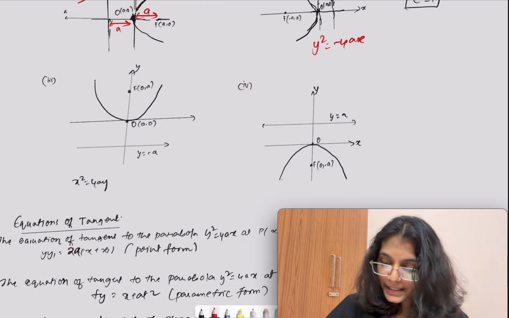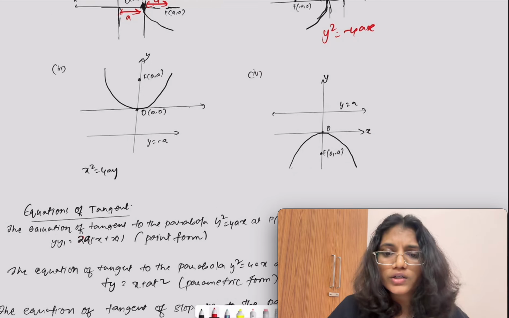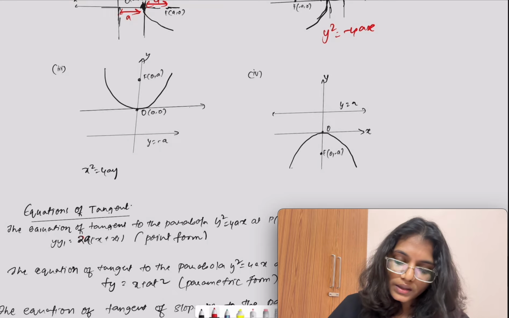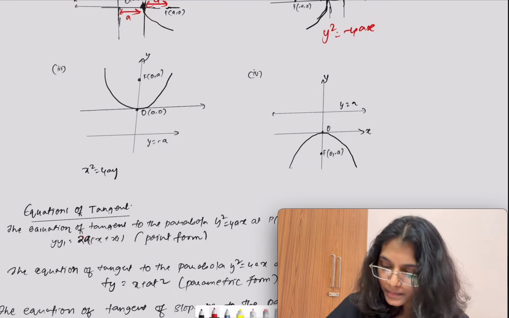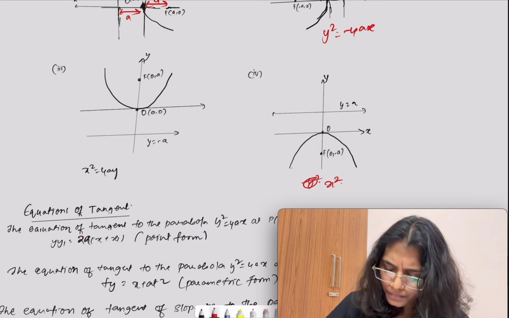So here are the upward and downward parabola. I'm not going to brief them much. The equation of upward parabola will be x square is equal to 4ay, and the downward will be x square is equal to minus 4ay.